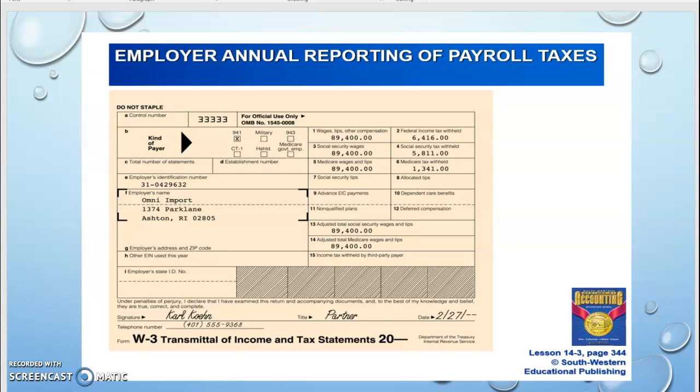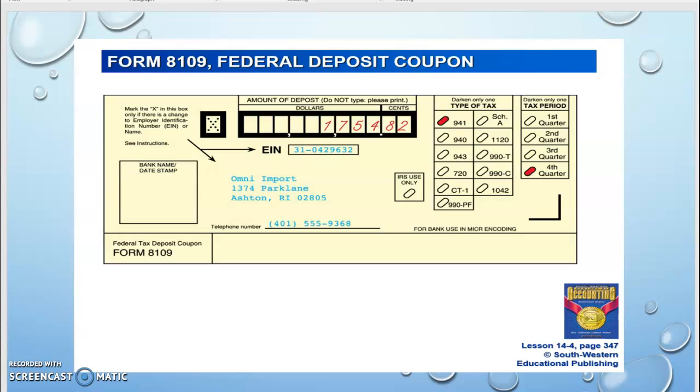So this is the actual document, the first document for Chapter 14. You can see this form is called an 8109. It's called the Federal Tax Deposit Coupon. The government provides you with these forms and these slips, and you're required by law to pay them. And they do catch up to you, just like they catch up to individuals that don't pay their taxes. They catch up to businesses that don't pay their taxes as well.